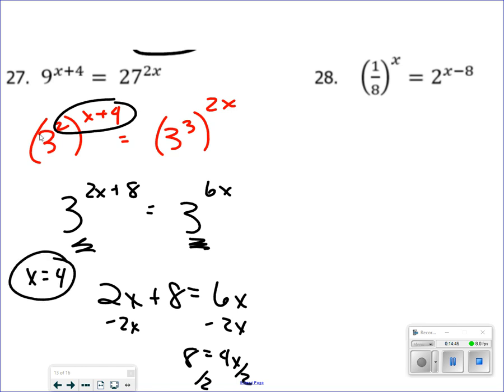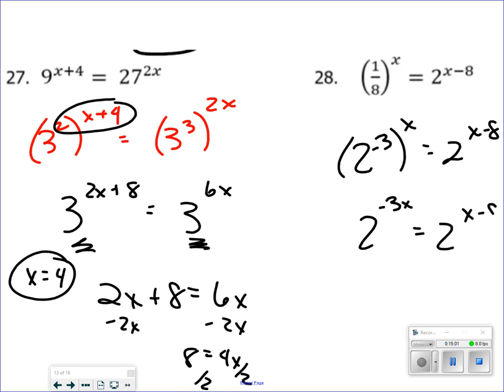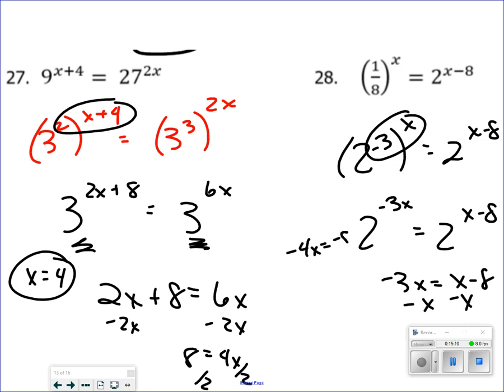Next one, now fractions. Anytime you have a fraction, it's going to just be a negative exponent. So 8 is 2 to the 3rd. So 1/8 is 2 to the negative 3rd. Power to a power, I multiply the two powers together, so negative 3 times x, and subtract x. And solve.